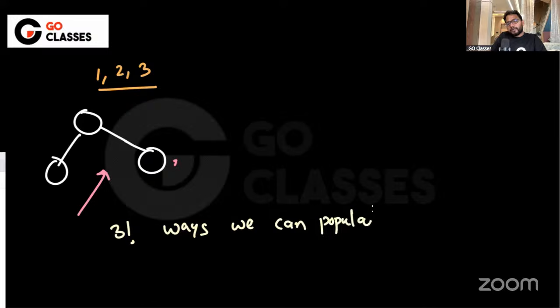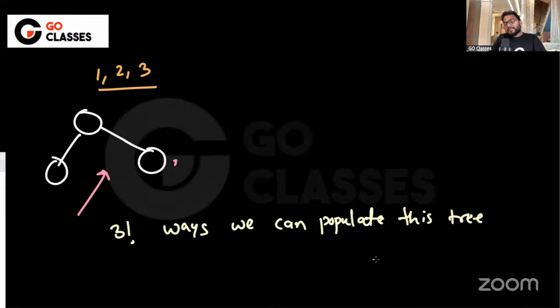In general, if it is 1 to 3, then you write 1 to 3 here: 1 goes here, 2 goes here, 3 goes here. One way is this, right? Instead of 1 to 3, you can write 2, 1, 3. 2 goes here, 1 goes here, 3 goes here. So basically you can write 3 factorial combinations. So in 3 factorial ways we can populate this tree. Is this fine to everyone?